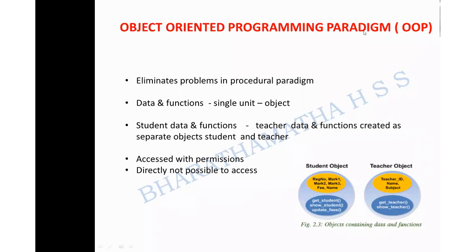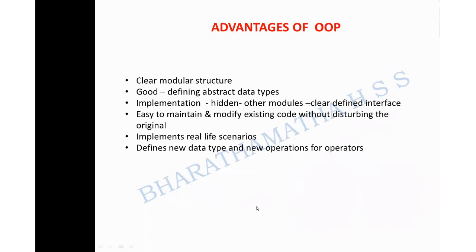Permission in the sense, here you have certain elements known as access specifiers. So with the use of those access specifiers only, you can go on to use these data and functions. Otherwise, it is not possible to use it. Is this clear? So these are the various OOP concepts, OOP preliminaries.